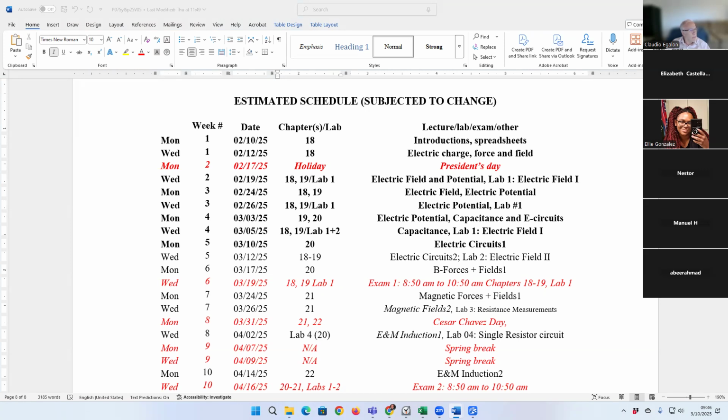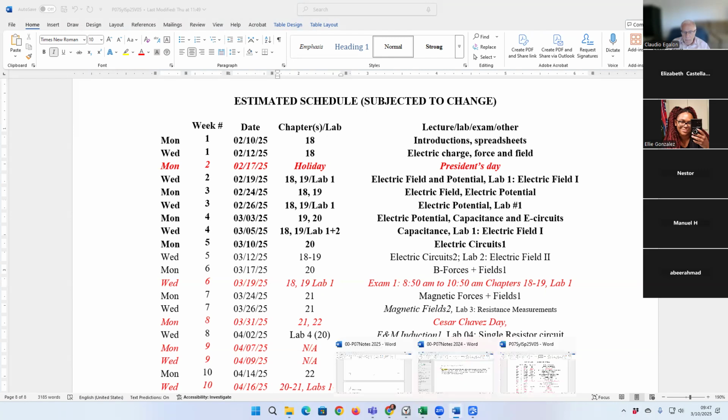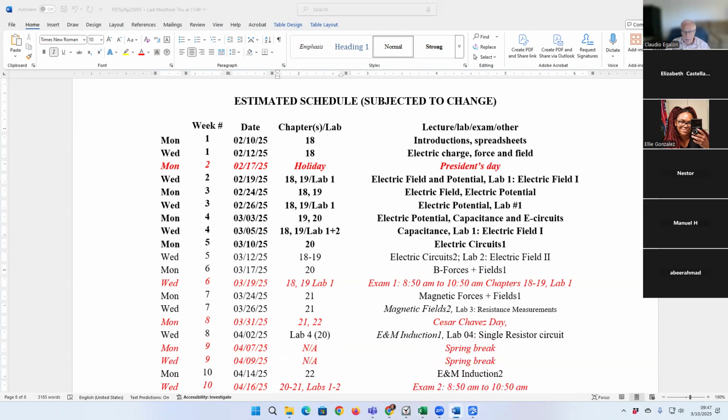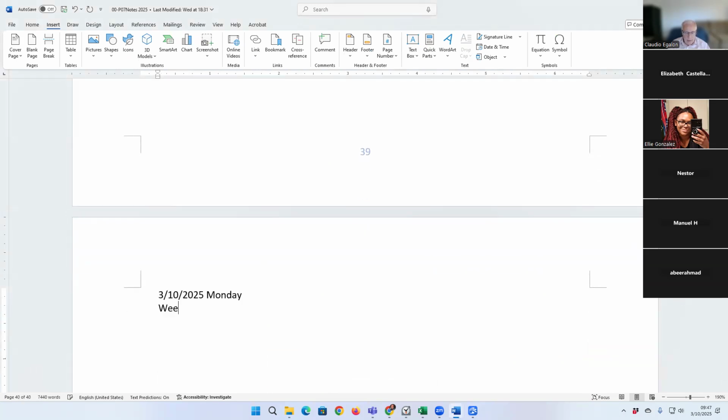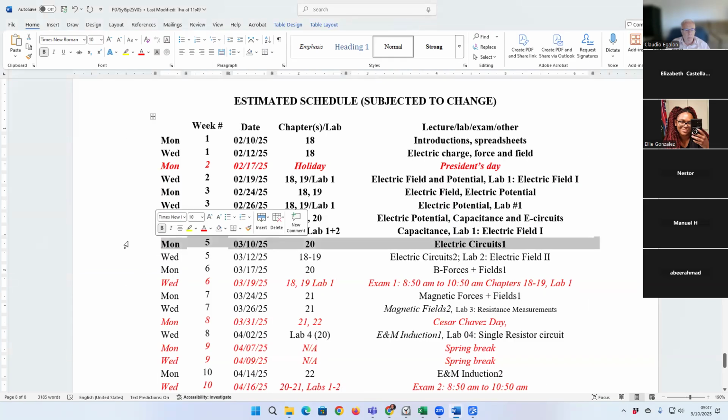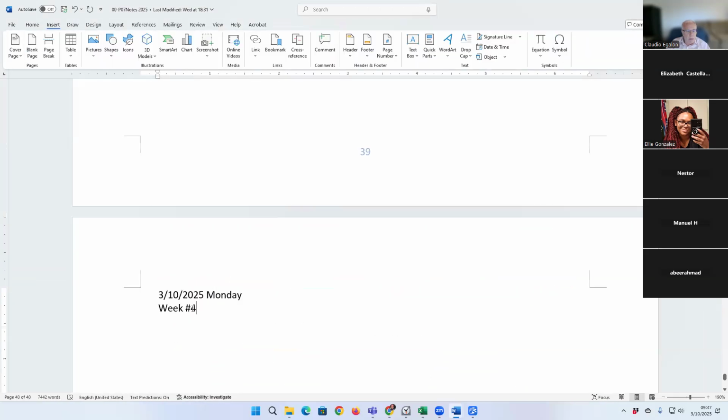Electric circuits. Okay, now we can. The first thing that you have to know about electric circuits is, that's week number 4. Actually, week number 5, right? Week number 5. Okay, electric circuits.